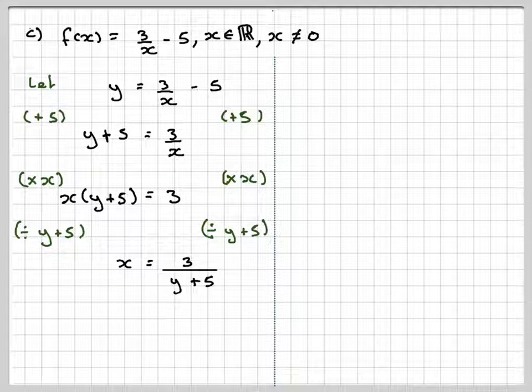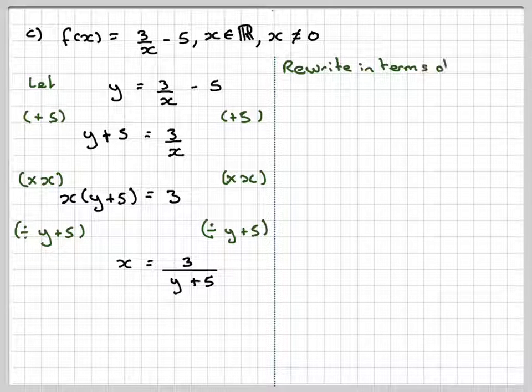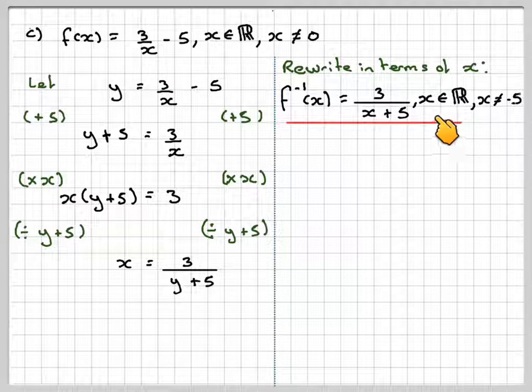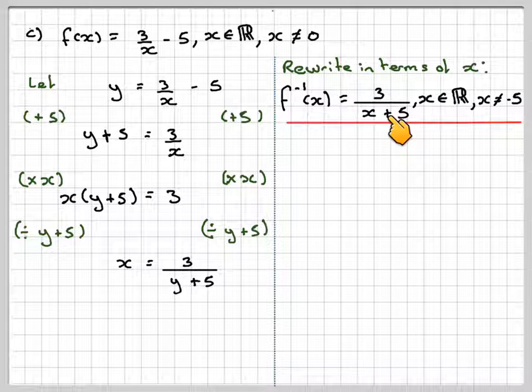And now what we need to do is rewrite that in terms of x. So we're going to have f to the minus 1 of x is 3 over x plus 5, x belonging to R, and you cannot put minus 5 into that.